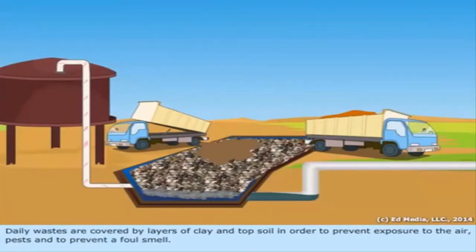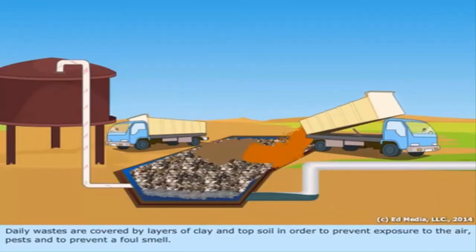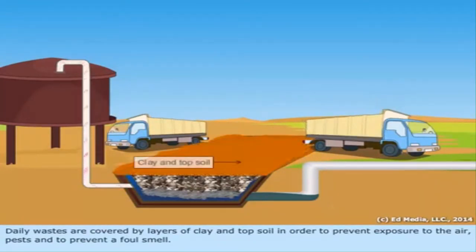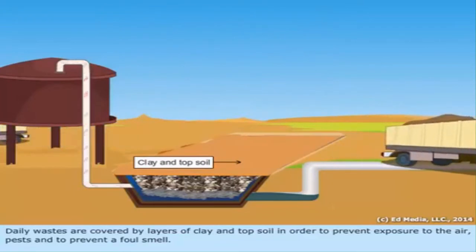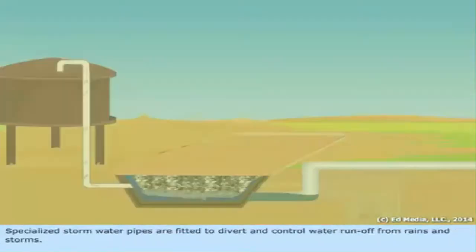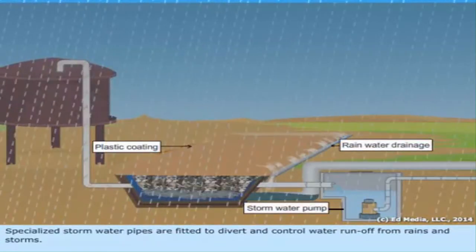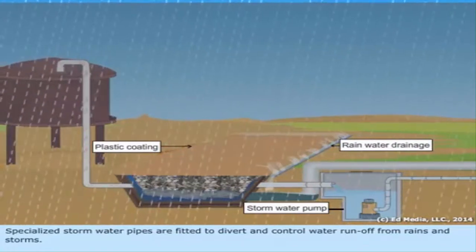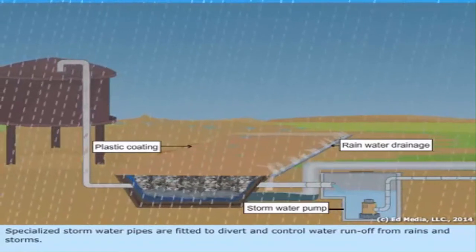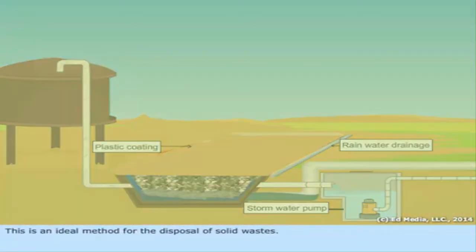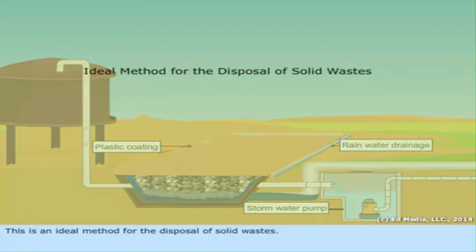Daily wastes are covered by layers of clay and topsoil in order to prevent exposure to the air and pests, and to prevent a foul smell. Specialized storm water pipes are fitted to divert and control water runoff from rains and storms. This is an ideal method for the disposal of solid wastes.